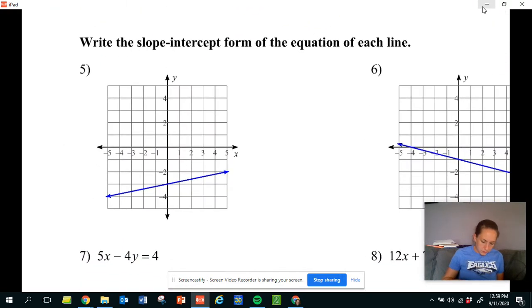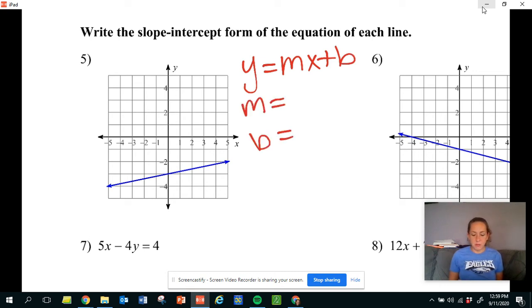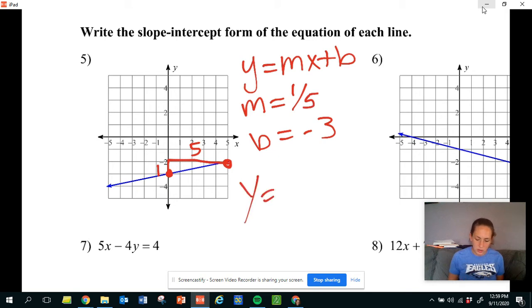Number 5. Write the equation for the slope-intercept form for this line. Well, in order to do that, because slope-intercept form is y equals mx plus b, I need m, which is my slope, and I need b, which is my y-intercept. So right here, b is negative 3, and my slope, if I find any other point that touches the corner of a box, up 1 and over 1, 2, 5. So my slope is 1 over 5. So my equation is going to be y equals 1/5 x minus 3.